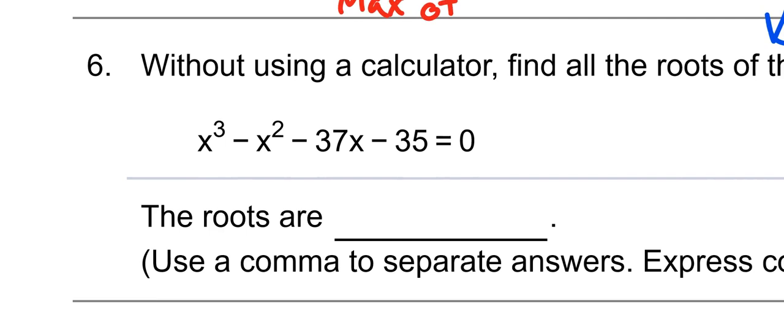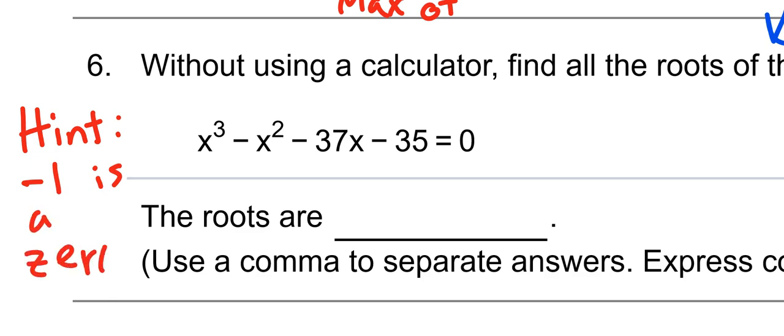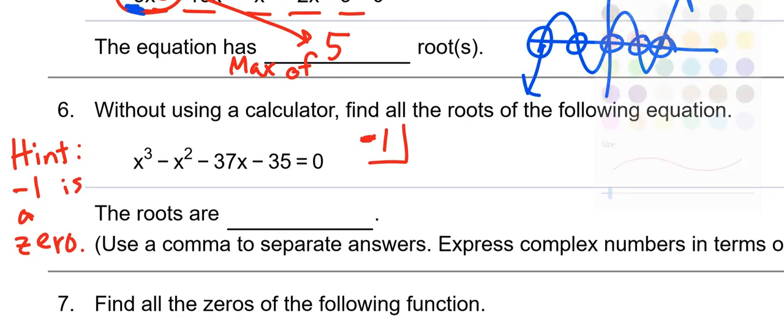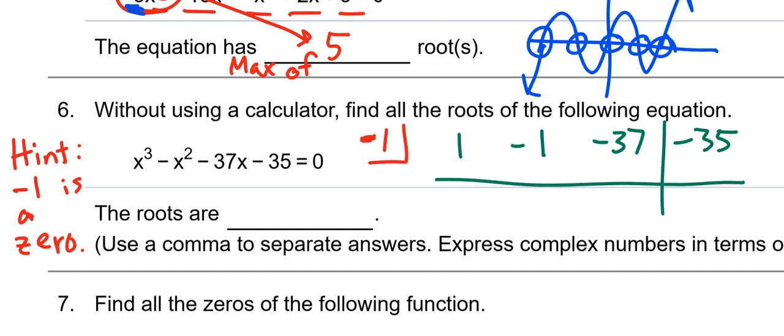Okay, a little bit of review from last week. We need a couple hints. This one is hint. -1 is a 0. Okay, so what are we going to do with that -1? What are you going to do with it? Synthetic division, aren't you? Okay. Go. I'll figure out the hint for the next one. We're going to get these 2 questions done, and that'll be the end of our therapy session for today.